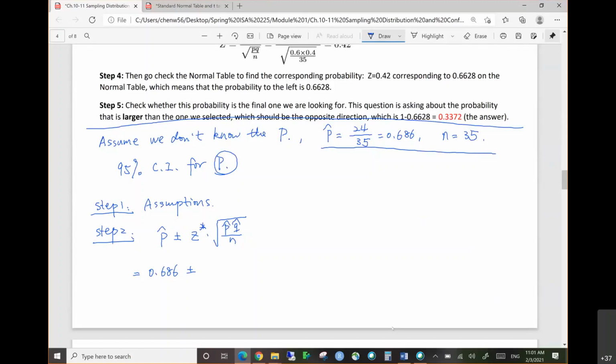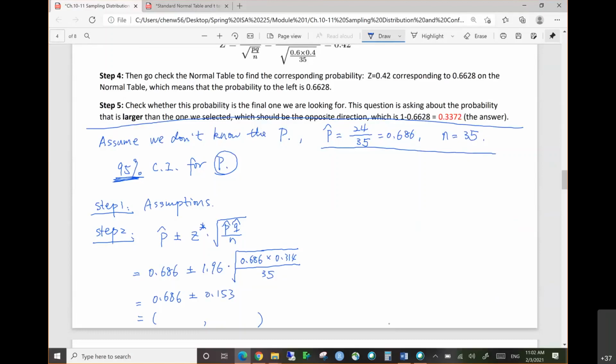Z star for 95% confidence interval is 1.96, right? Then plug in the values for p hat, 0.686, times q hat, which is 1 minus p hat, 0.314, divided by the sample size, which is 35. After calculation, you have 0.686 plus or minus 0.153, and then you can convert it into the confidence interval format, right?